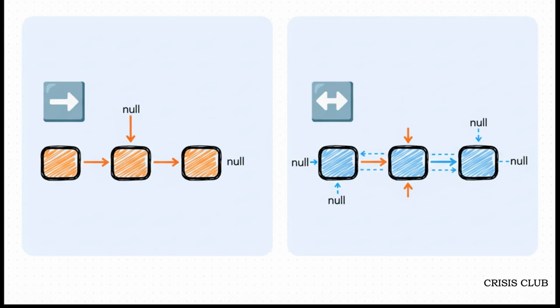But that one-way street has an obvious downside. What happens when you actually need to go backwards? Well, that's where the doubly linked list comes into play. And the idea is so brilliant in its simplicity. You just add a second pointer to every single node.